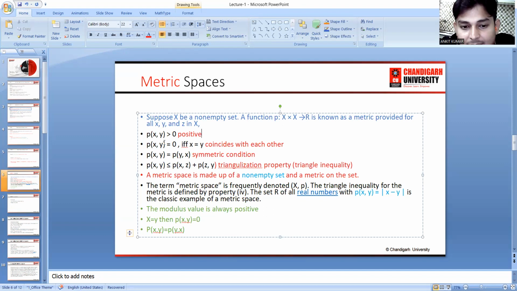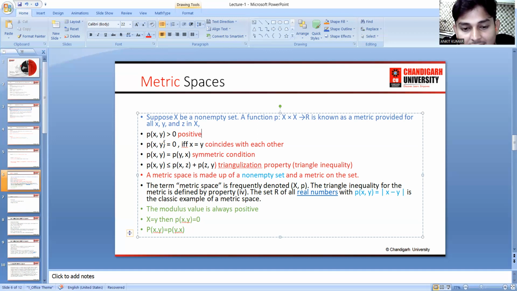So, if we select any space and the function P such that X cross X to R is known as a metric, it is required for all X, Y, and Z in X. First of all, the distance between X and Y is always positive. The first statement says that the distance of two points is always positive. Secondly, if two points coincide with each other, then the distance between the two points is zero. So P of X comma Y is equal to zero if and only if X is equal to Y. If X is equal to Y, then P of X comma Y is equal to 0, and if P of X comma Y is equal to 0, then X is equal to Y. After that, P of X comma Y is equal to P of Y comma X. This is the symmetric condition.